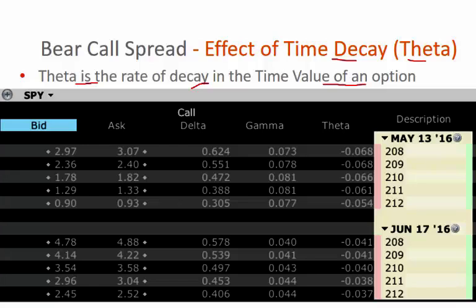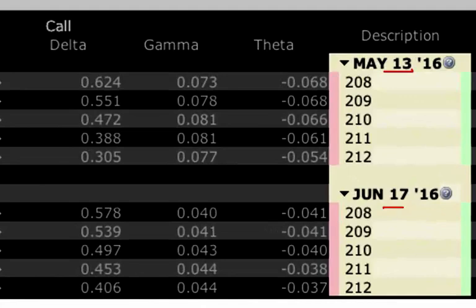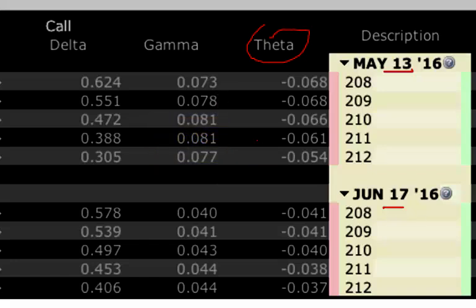So you're looking at a quote down below here for SPY. You can see that we have brought in the May 13th expiry with 5 different strike prices, and we also brought in the June 17th expiry with 5 different strike prices. And you can see we have a theta value here. Focusing in, for example, on the May 13th $211 call, you can see it has a theta value of minus 0.061. What does that mean? That means that the time value of the $211 strike is eroding by 6.1 cents per day. As each day passes to expiry, the time value of that option is eroding at 6.1 cents per day.